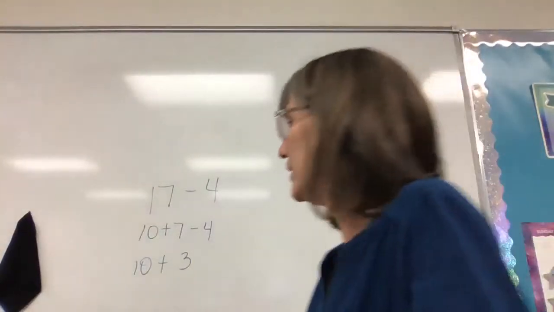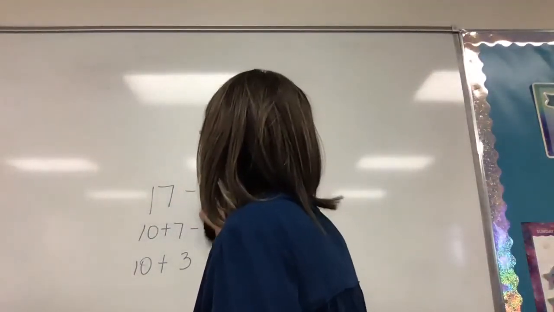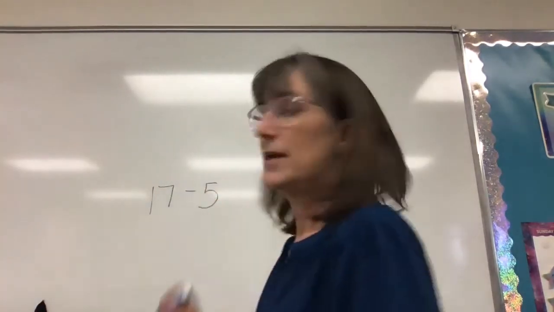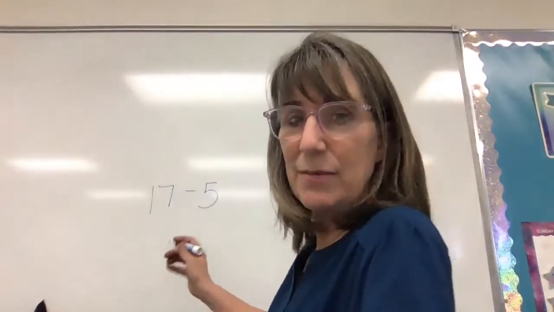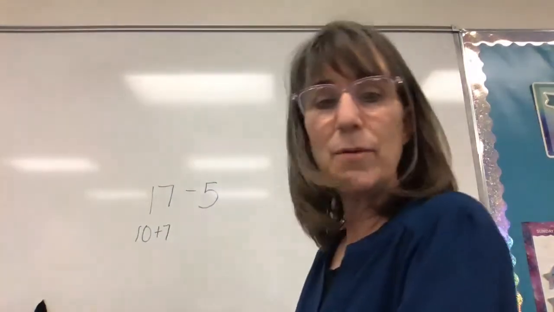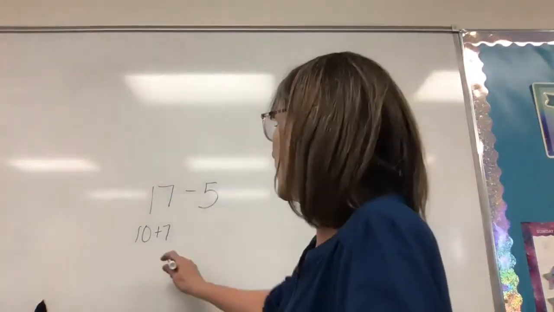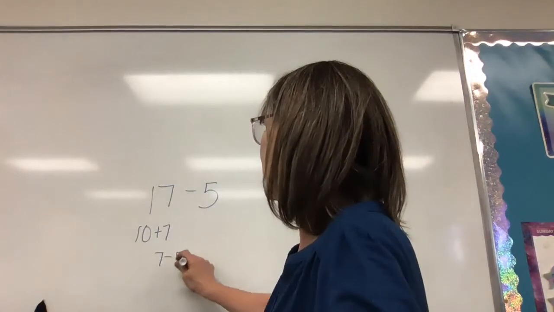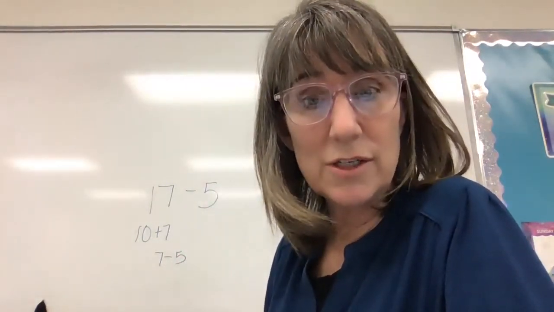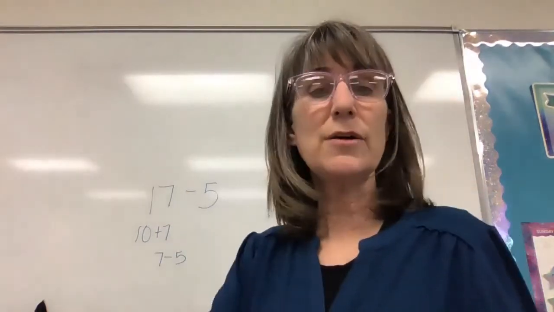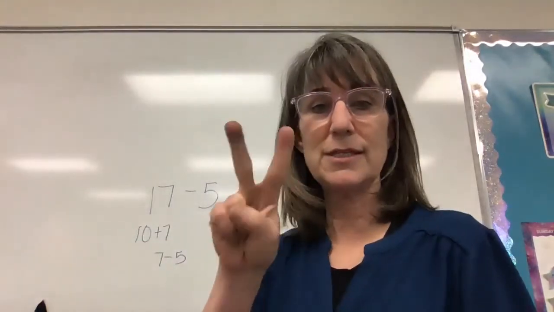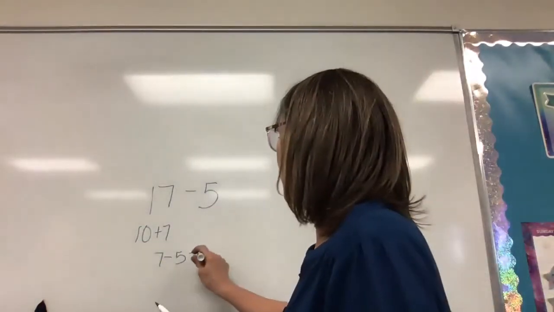Let's do 17 minus 5 this time. So we can leave our 17 up there. We can subtract 5. 17 minus 5 is the same as 1 10 and 7, right? But we're going to take away 5 from 7. So we can make the equation 7 minus 5. You can count on, or you can use your fingers, whatever you need to solve that. I'll count on this time. I'll go 5, 6, 7. So my answer is 2.